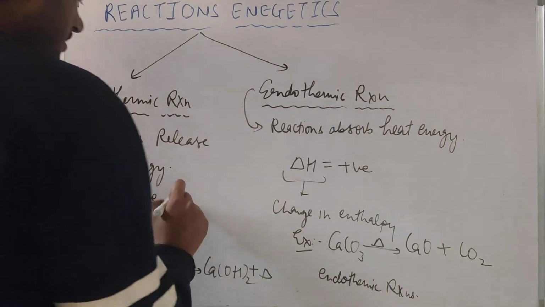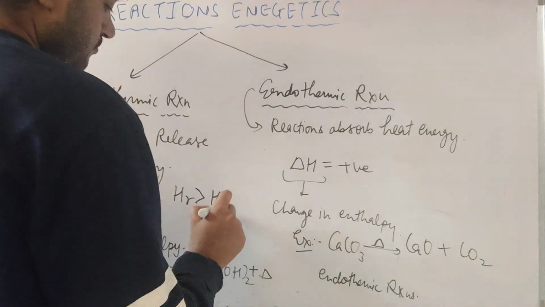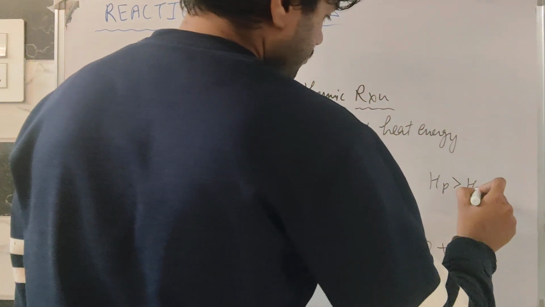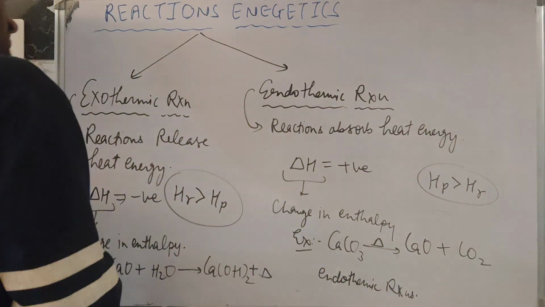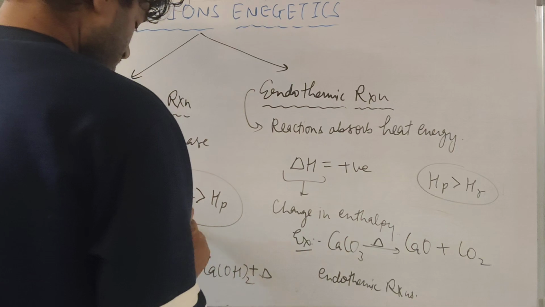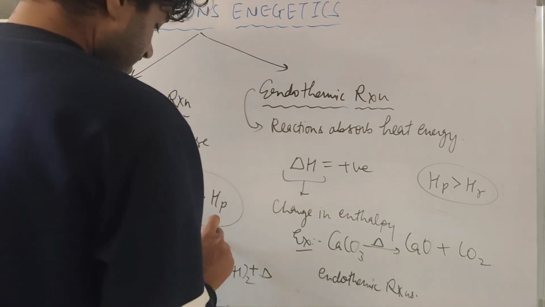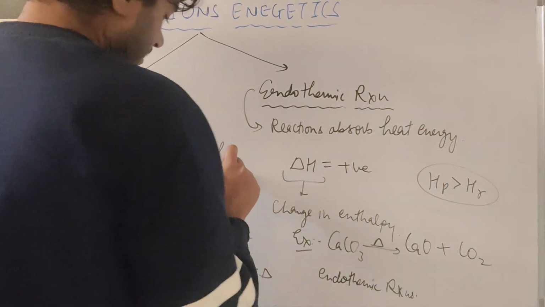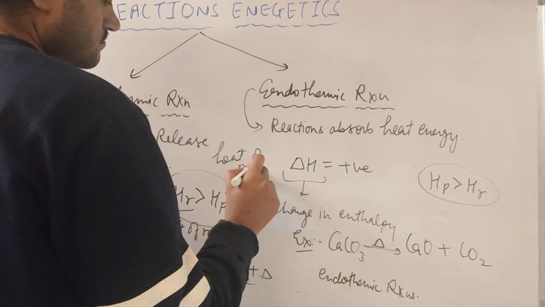It means here HR, that is the heat of reactant, is greater than the heat of product in the exothermic case, and here in the endothermic case HP, the heat of product, is greater than the heat of reactant. What is HR? Heat enthalpy of reactant, and HP is the heat enthalpy of product.